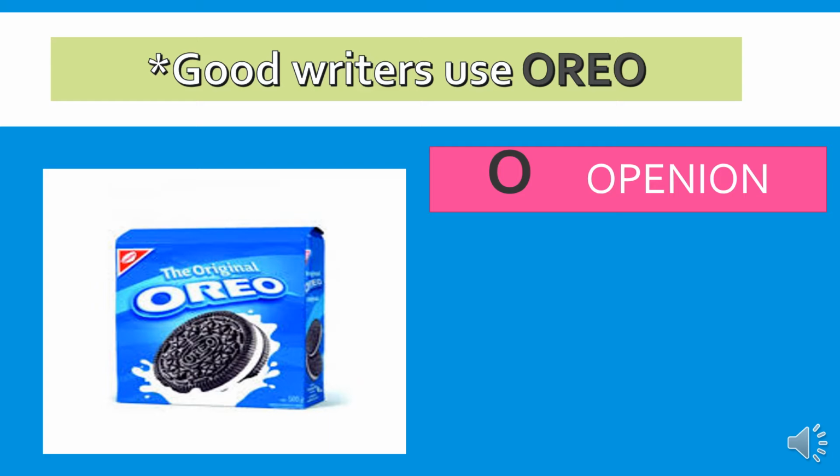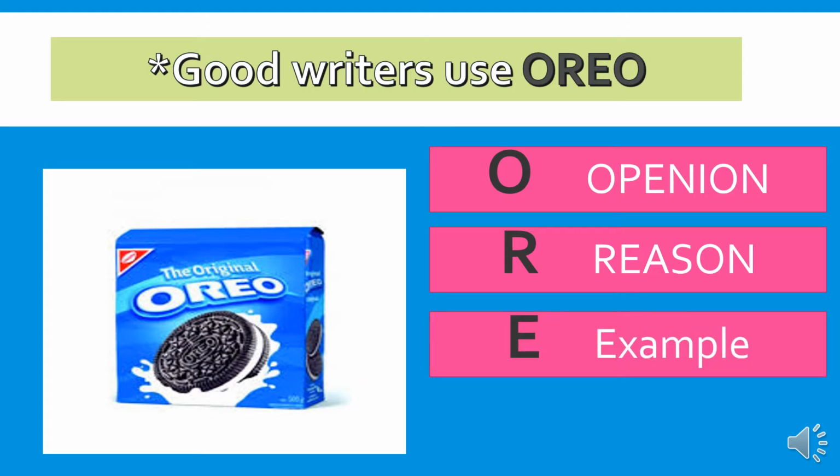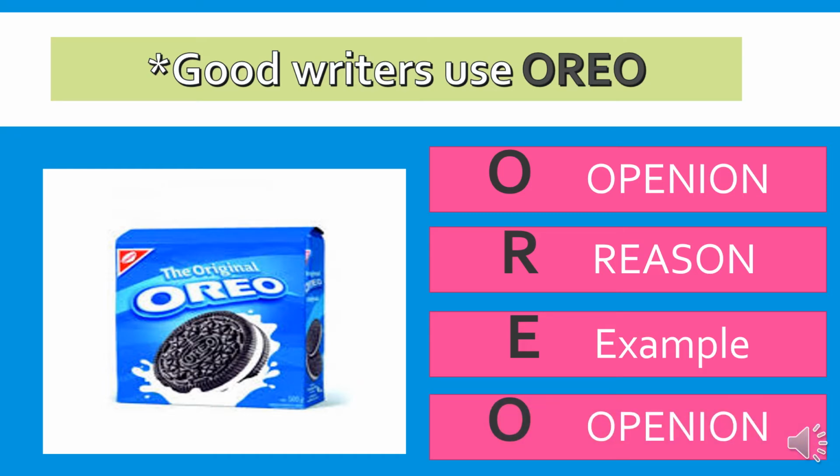So the first step to write a persuasive paragraph is to write about or to state your opinion. Then, the reason why. After that, you write some examples. At the end, you restate your opinion. So, good writers use the Oreo steps to write a good persuasive paragraph.